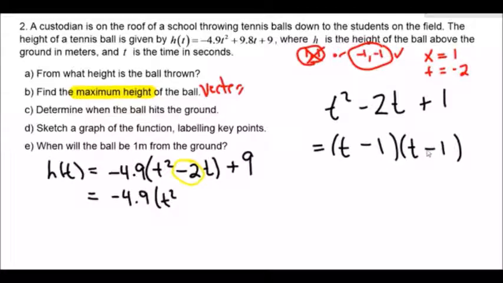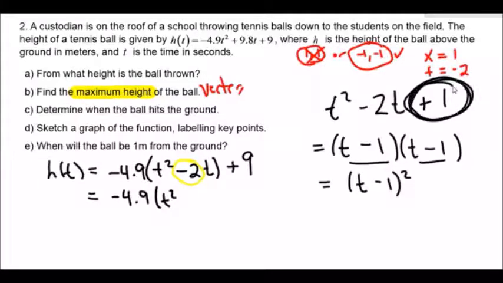What you'll notice is that this perfectly matches this, which means it's really a perfect square trinomial, so it can be written as a binomial squared. By finding this magic number of positive 1, I've turned these two terms into a perfect square trinomial. And that's the whole goal of completing the square.